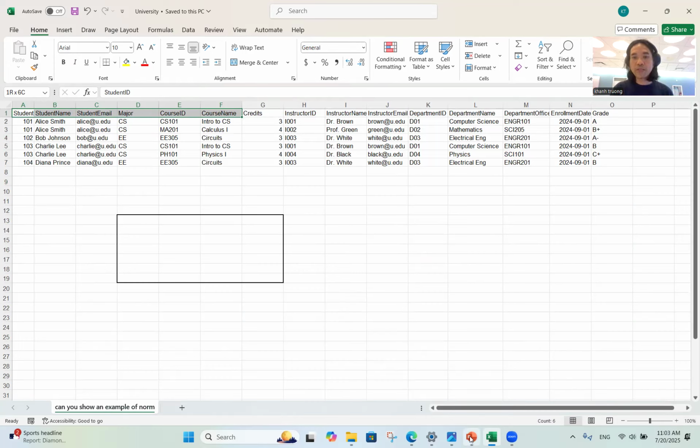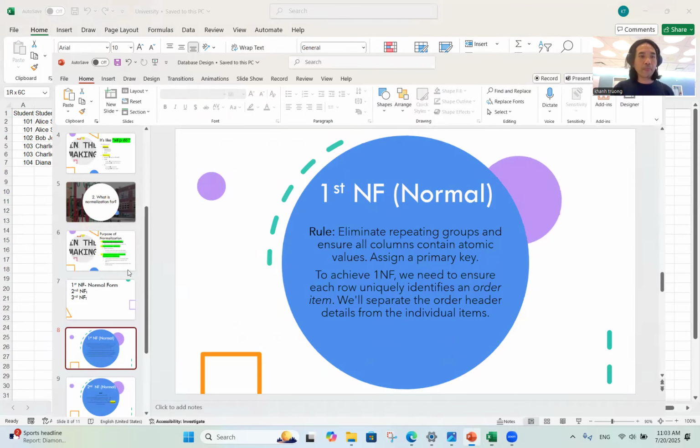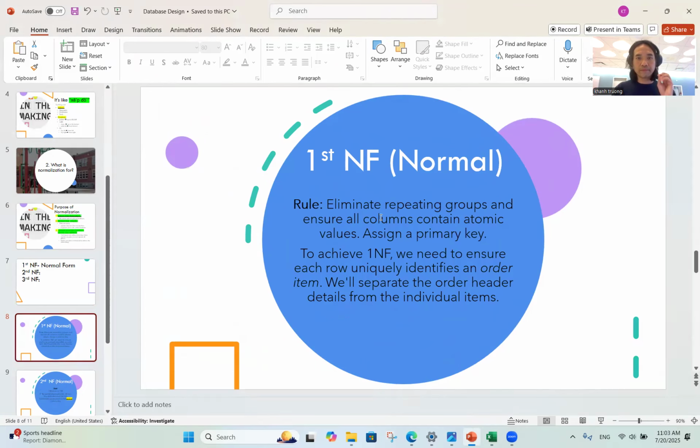First of all, you're aiming for the third normal form. But in order to get to the third one, you need to get to the second one, and in order to get to the second one, you first need to get your database into the first normal form. So what is the rule for the first normal form? Eliminate repeating groups, ensure all columns contain atomic values, and assign a primary key. To achieve the first normal form, we need to ensure each row uniquely identifies each item.